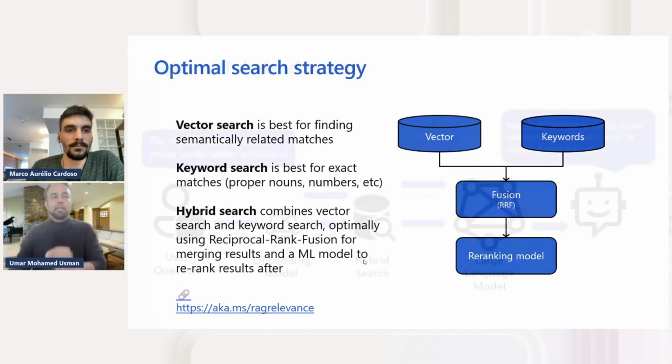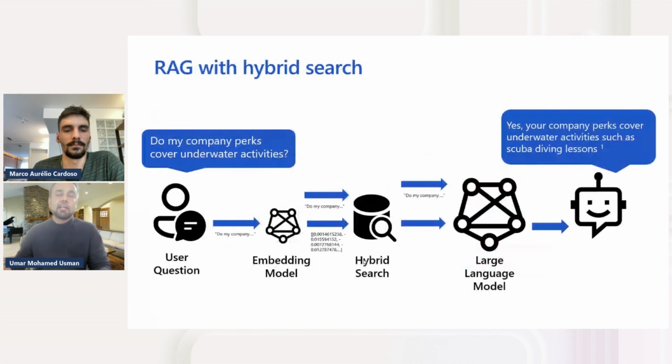So now, how do we bring this hybrid search into this RAG pattern? Again, the user asks the question, do my company perks cover underwater activities? We don't directly search that in the hybrid search. We take the user prompt and convert it into an embedding. You can use different models available. Ada from OpenAI is one of the popular models. You convert your user query into an embedding, then you search that against the Azure hybrid search. It gives you a bunch of results.